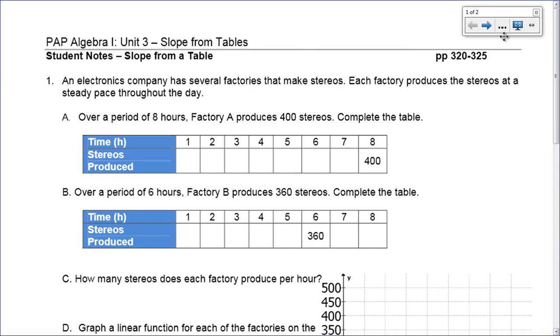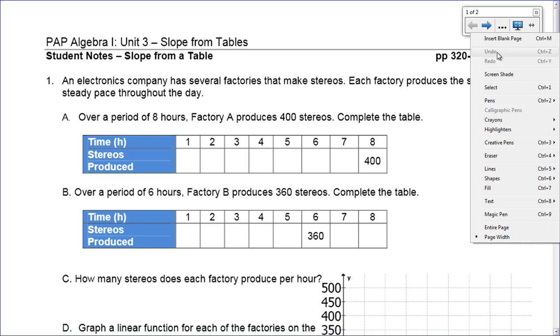Alright, kiddos. Today we are going to talk about finding slope from a table. First, we've talked about what slope is. It's the change in y over change in x. It's what it looks like. Then yesterday we talked about slope from a graph, and how to find the rise over the run. Now we're going to talk about how to find the slope from a table.